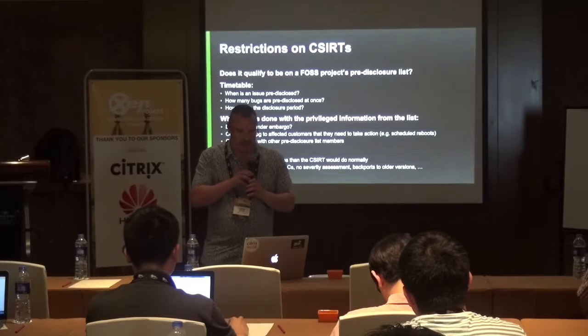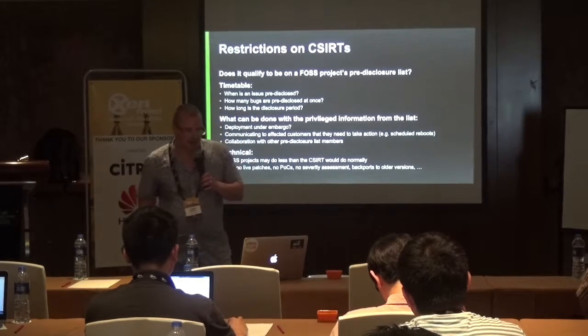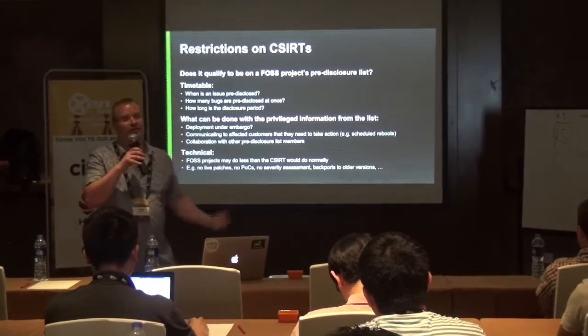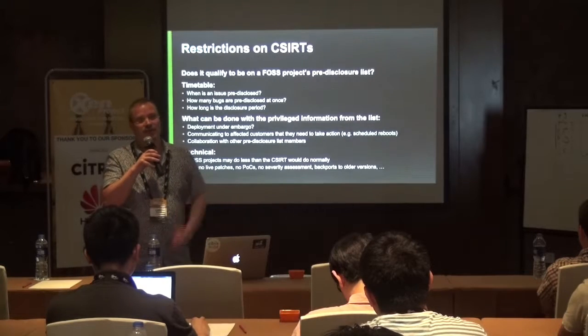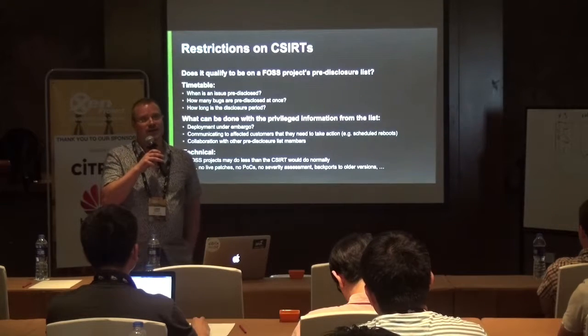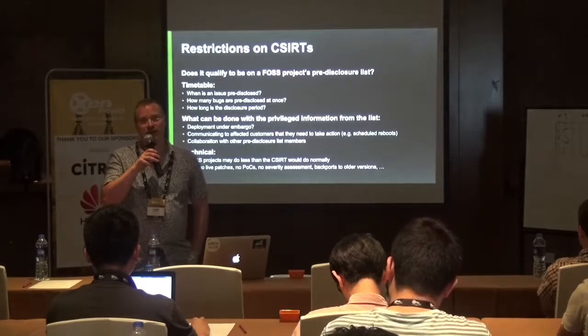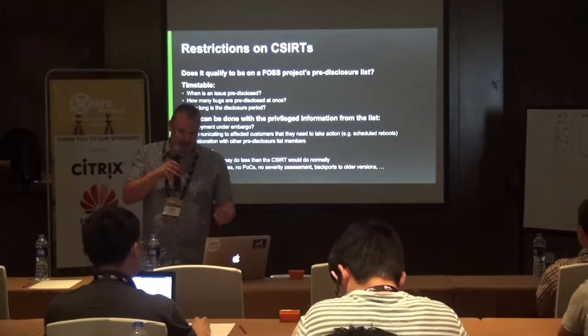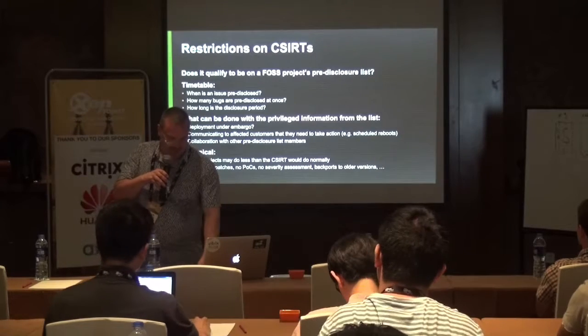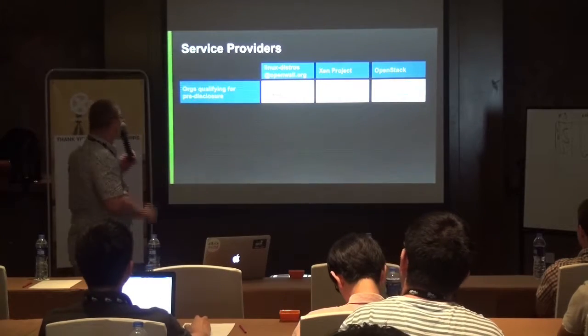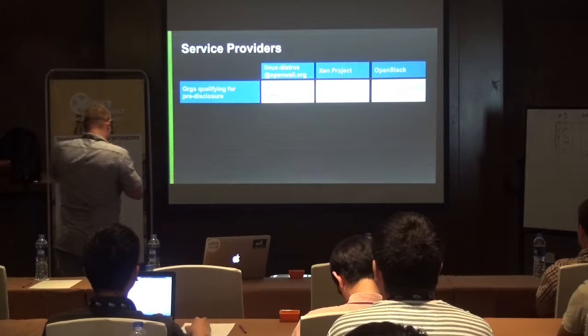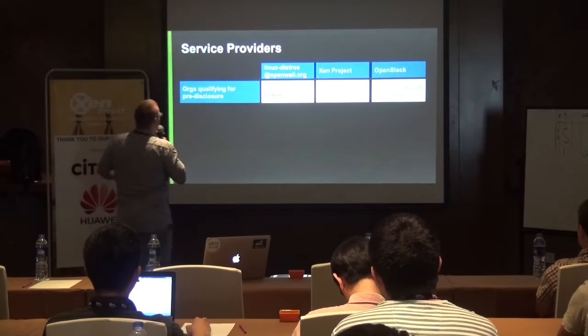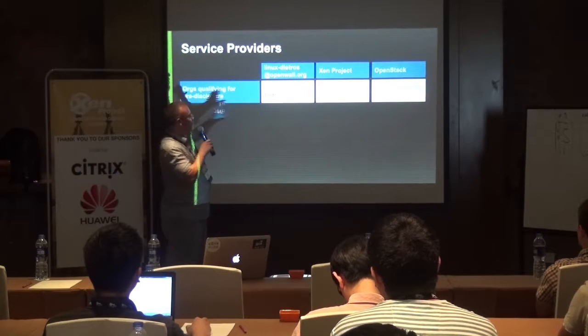And then there are technical things, like an open source project may not be able to do things because they have a smaller scale than commercial organizations can, and they can have interactions. So let's look at some specific examples here. Let's look at the service provider example and really look at some of the differences.